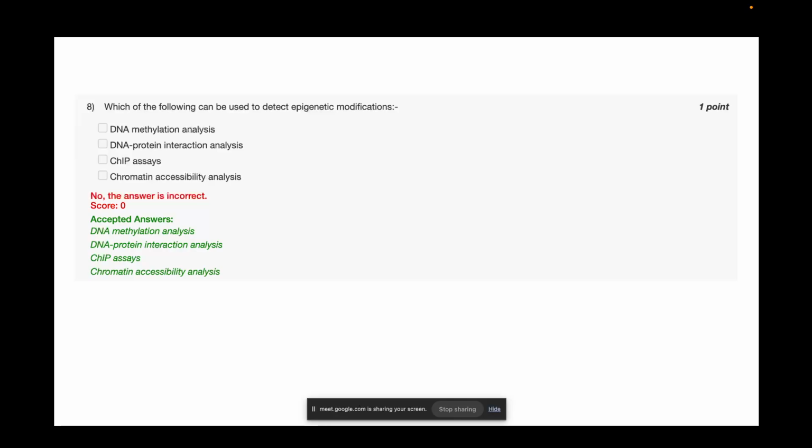All of the four options are possible. DNA methylation analysis you can do using, for example, nanopore technology, which helps you get the data of the modified bases as well. DNA-protein interaction analysis you can do, which is ChIP assays in general. So ChIP and DNA-protein interaction analysis are kind of similar options, right? And chromatin accessibility analysis also you can do. So all of the options are correct. ChIP assays is also correct, right? So let's move on.